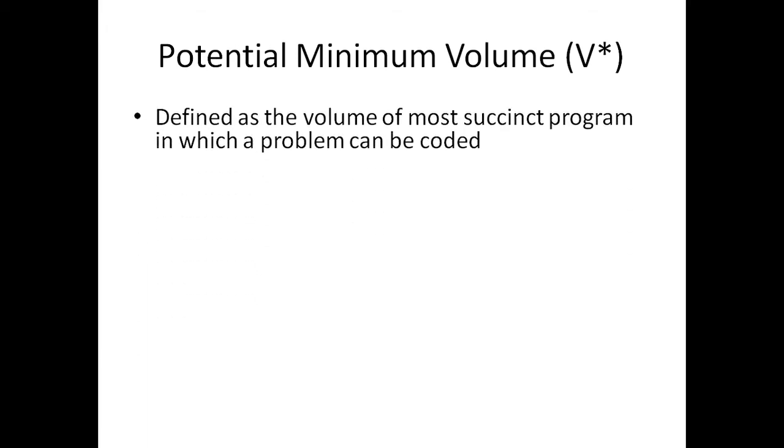Then again, he defined another parameter, that is the potential minimum volume. The potential minimum volume is denoted as V star. Potential minimum volume V star is defined as the volume of the most succinct program in which a problem can be encoded.